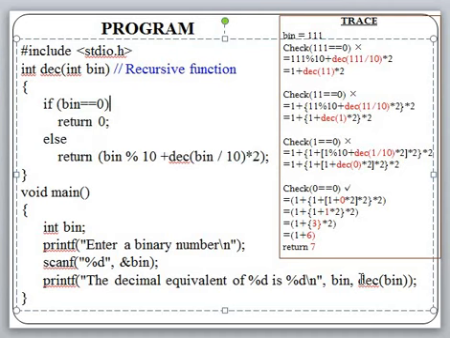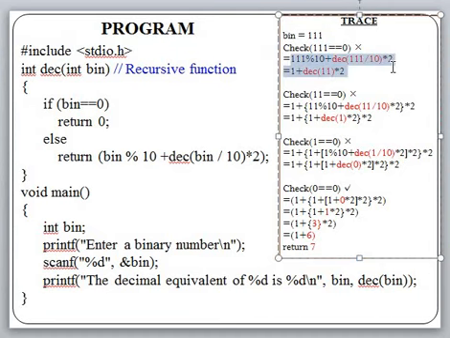Now initially, as I mentioned, when I say DEC of bin, the control jumps from this line to here with value 111. This 111 enters inside the body of the function, and it will verify whether bin is equal to 0. If 111 were equal to 0, it would return 0. But right now you know that 111 is not equal to 0. That's why it will come to the return part and compute this: bin % 10, which is 111 % 10, plus DEC of 111 / 10, multiplied by 2.